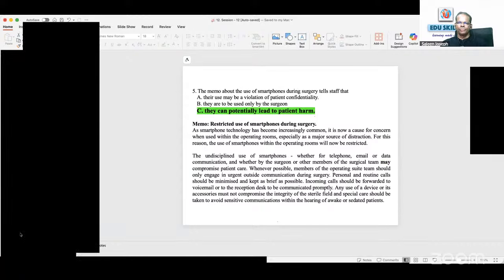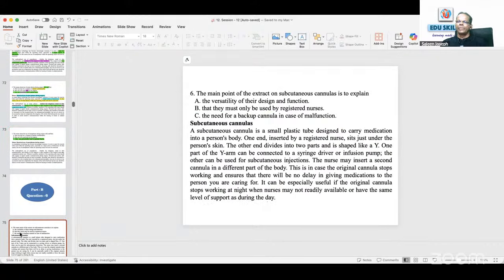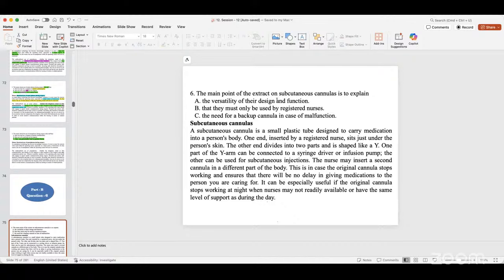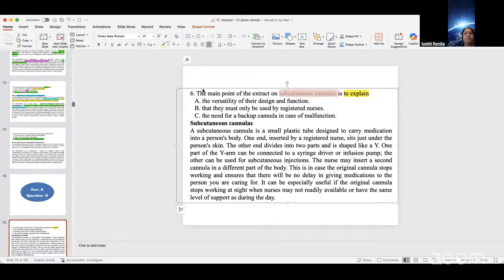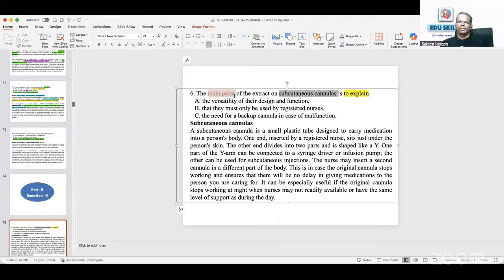Next question. The main point of the extract on subcutaneous cannulas is to explain... Subcutaneous cannulas, that's the theme. Subcutaneous cannulas is the heading, right? That's the main topic. You can highlight that if you want, no issues. The main point is also important.